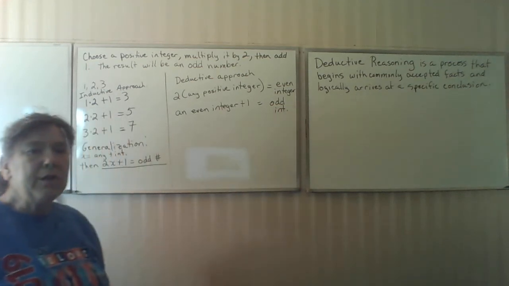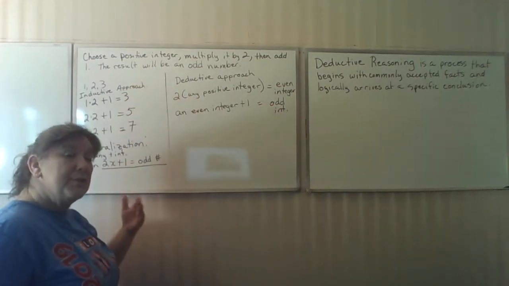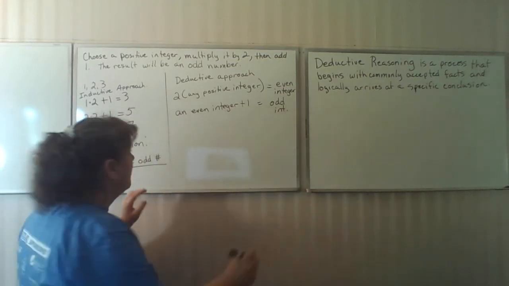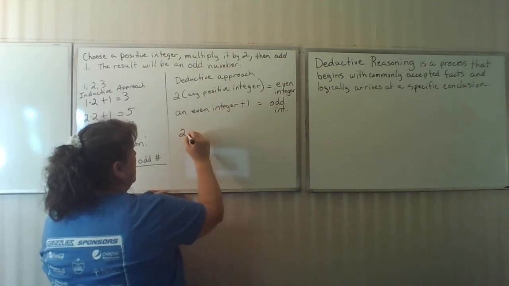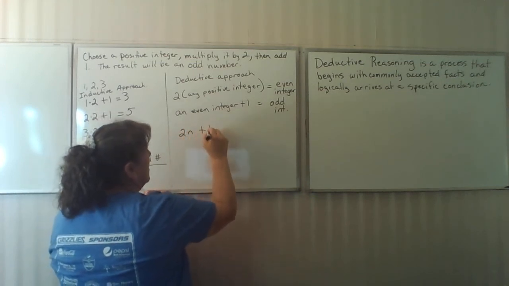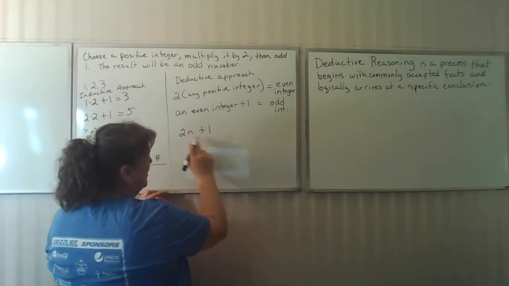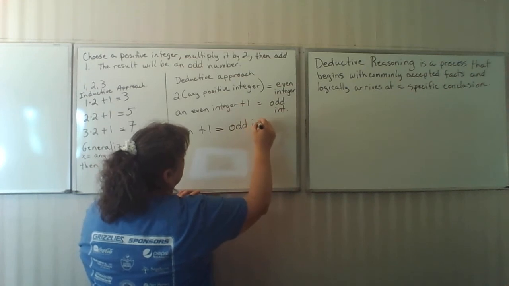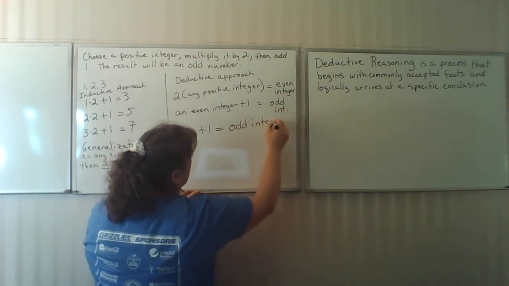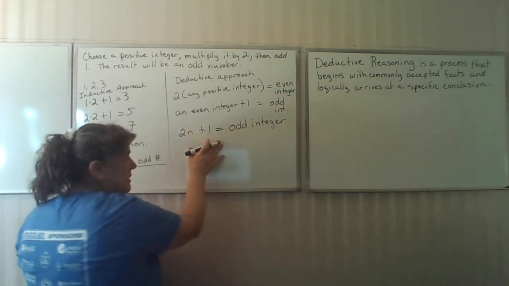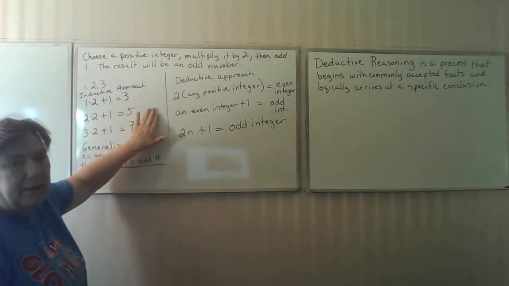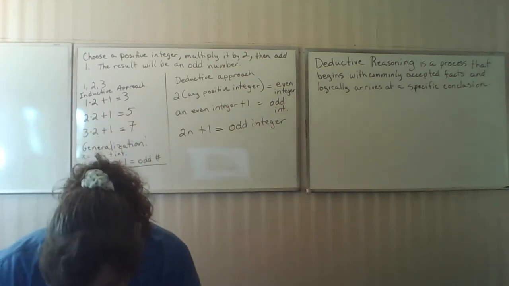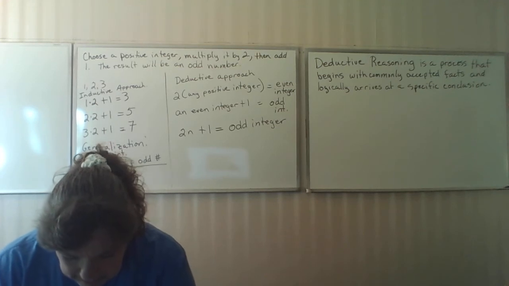Okay? So, we're going to put these two rules together and come up with the deductive logical reasoning that 2 times any number plus 1, any positive integer plus 1, is going to equal an odd integer. Deductive approach, inductive approach. Two different approaches, to get to the same result. Okay?